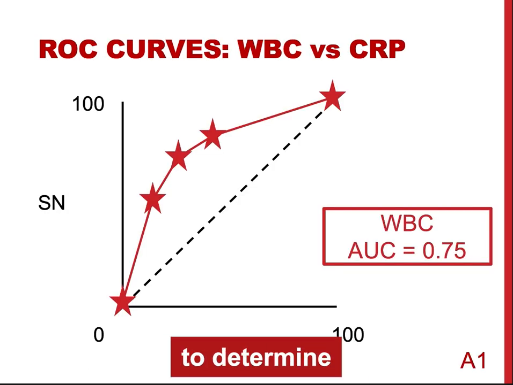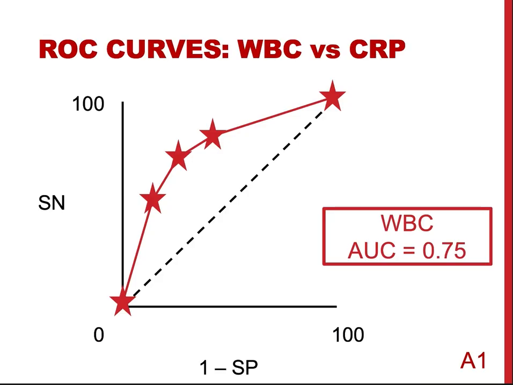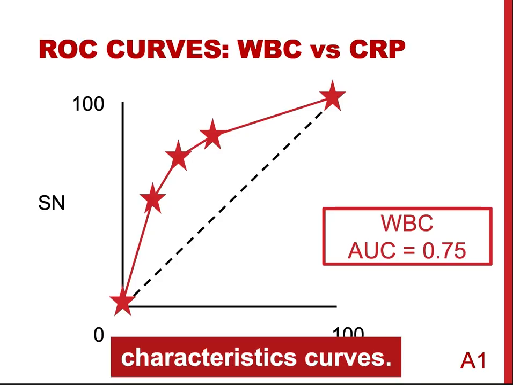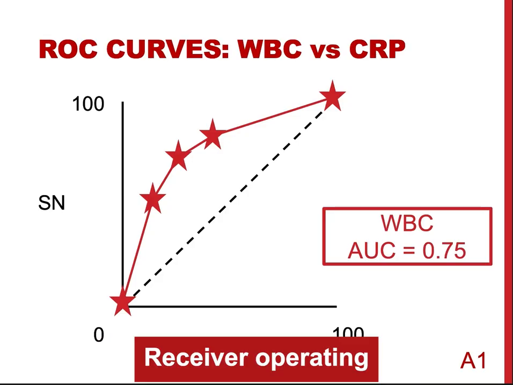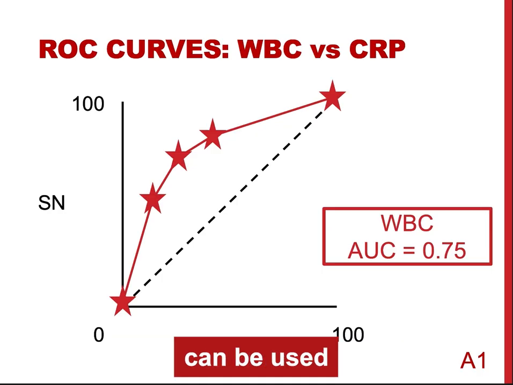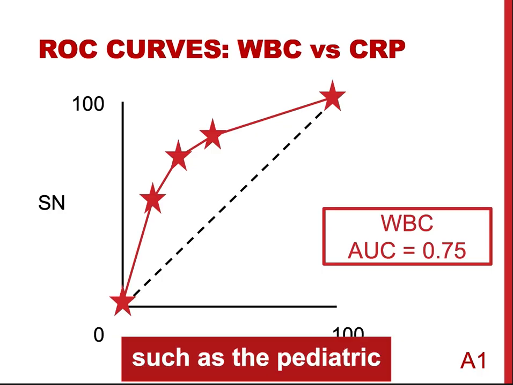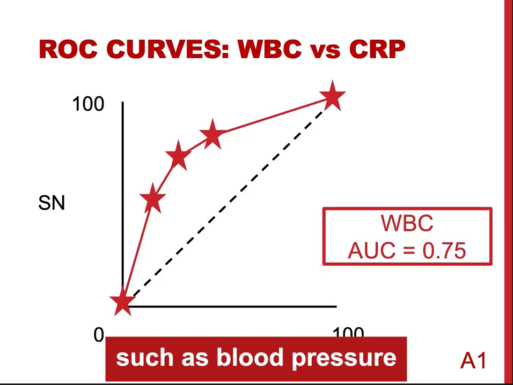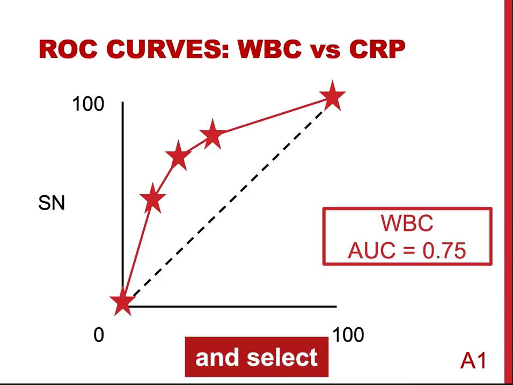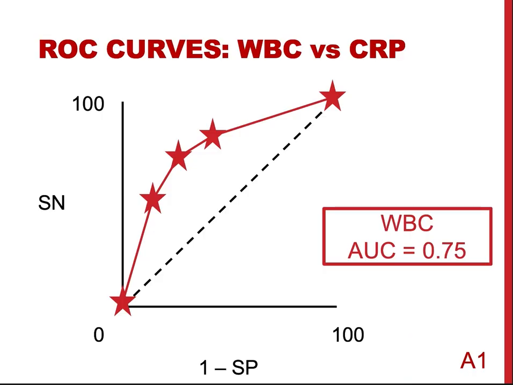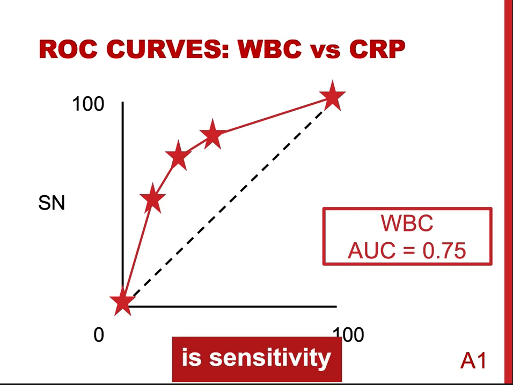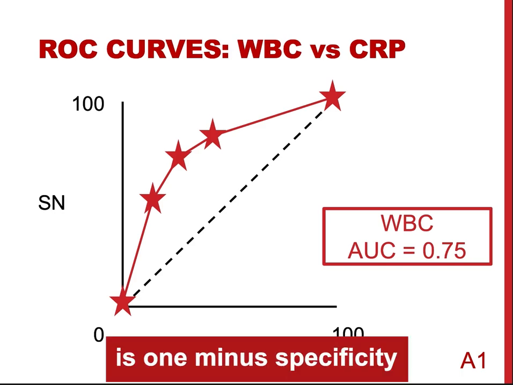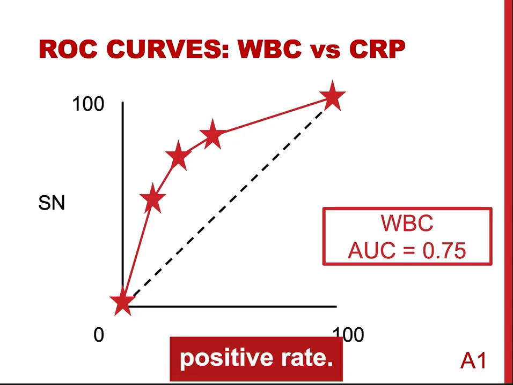The second way to determine the accuracy of diagnostic tests that can take on more than two outcomes is by using receiver operating characteristics curves. Receiver operating characteristics curves can be used for an ordinal test result, such as the pediatric appendicitis score, or for continuous test results, such as blood pressure, to assess test accuracy and select an optimal test cutoff. The y-axis is sensitivity, or the true positive rate. The x-axis is 1 minus specificity, or the false positive rate.